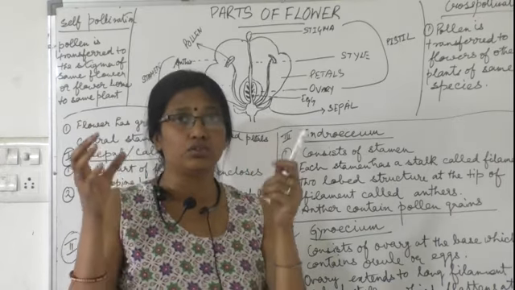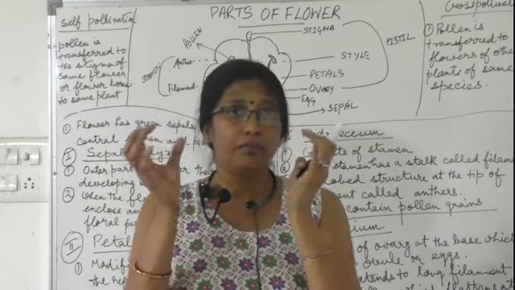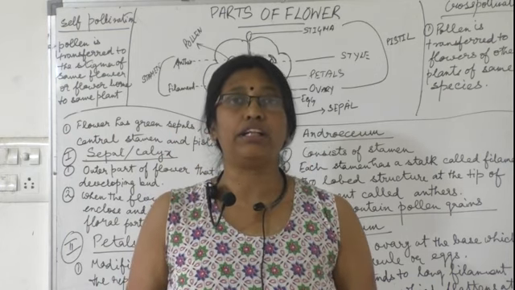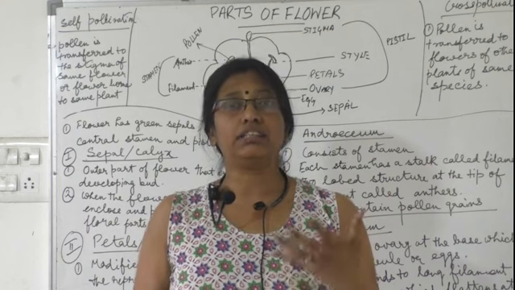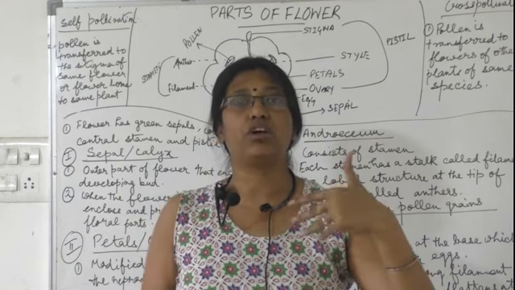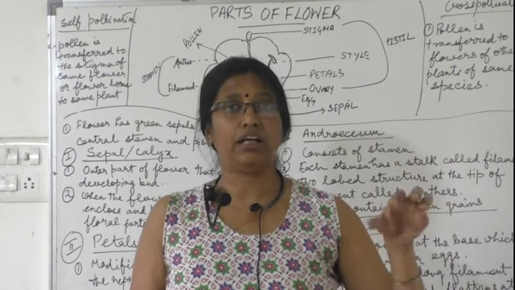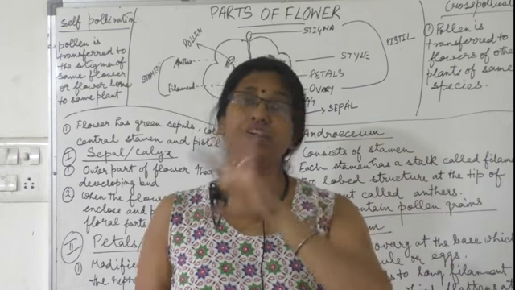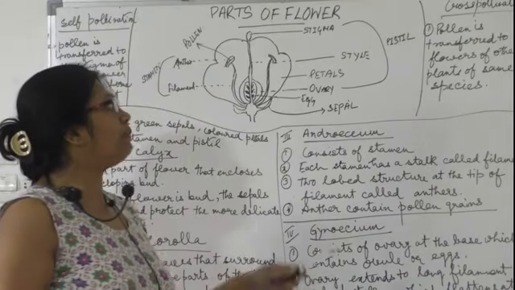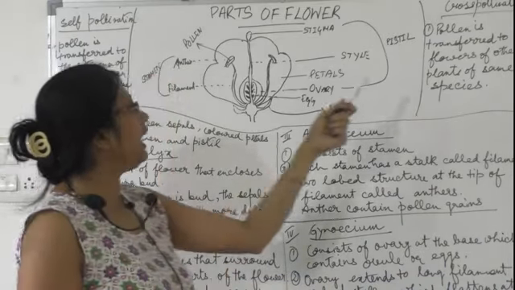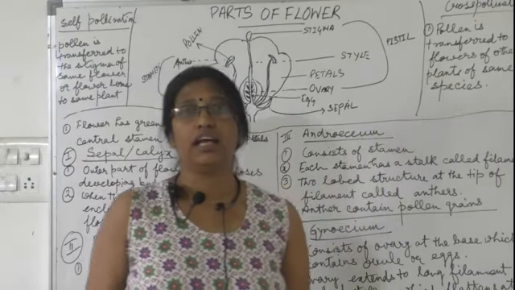So that those two reproductive parts should be fused. That is why pollination happens. Pollination is nothing but the transfer of pollen grains from the male part to the female part. Okay. Now pollination is of two types: self-pollination and cross-pollination.